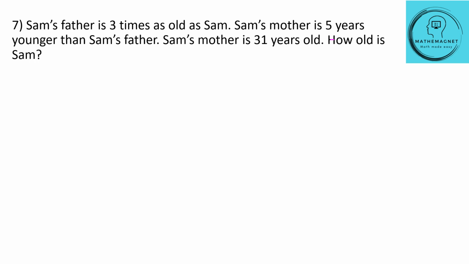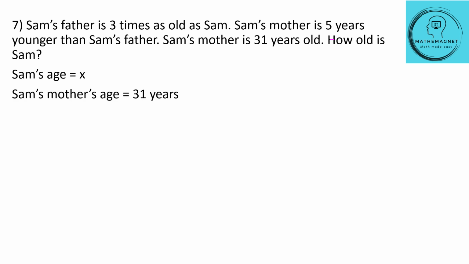Question 7. Sam's father is 3 times as old as Sam. Sam's mother is 5 years younger than Sam's father. Sam's mother is 31 years old. How old is Sam? So let us assume Sam's age is equal to X because that is the unknown factor.